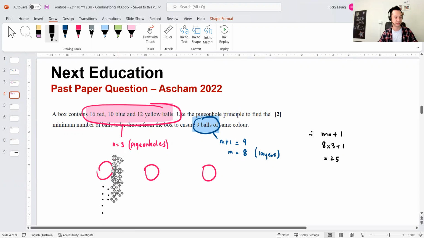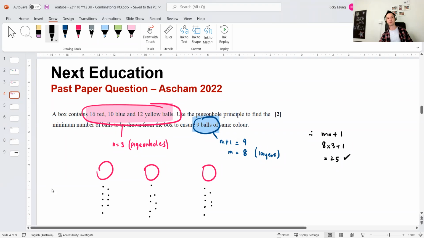No, can't paste, one look. So if I go 1, 2, 3, 4, 5, 6, 7, 8, 1, 2, 3, 4, 5, 6, 7, 8, right, that's 24. And then the extra one, which makes it 25, would ensure that at least one of those has 9. Now, once again, to be clear, this question is 16, 10, and 12, completely misleading. It's just a number of red, blue, and yellow balls, which make up the 3 pigeonholes. So guys, 25 is the answer.